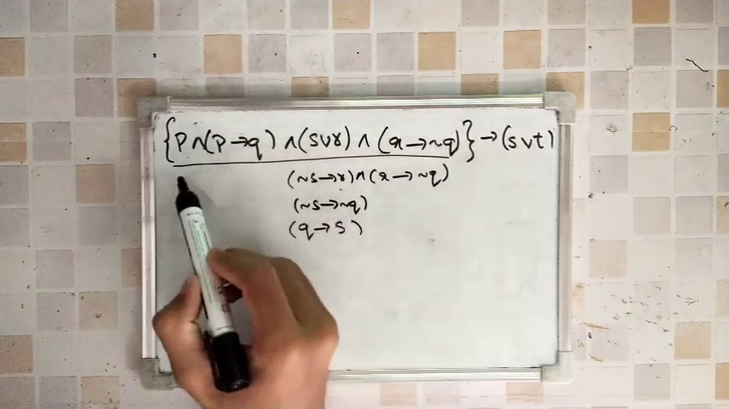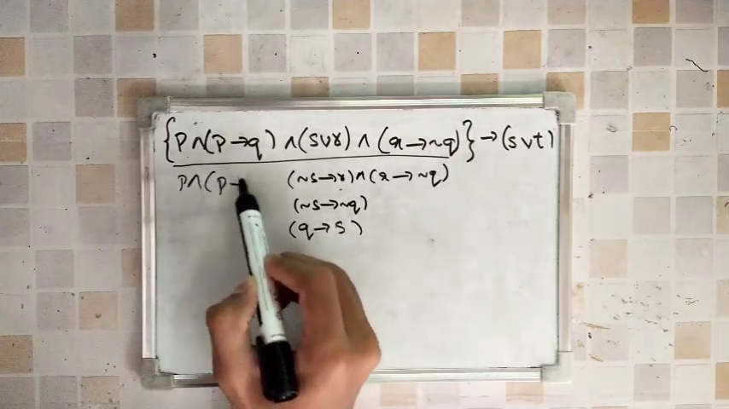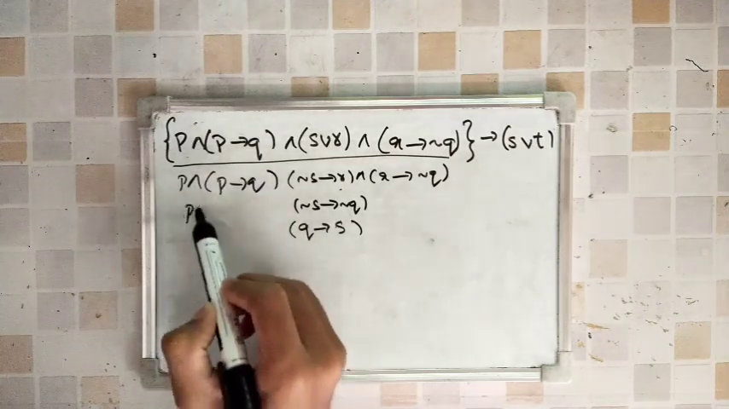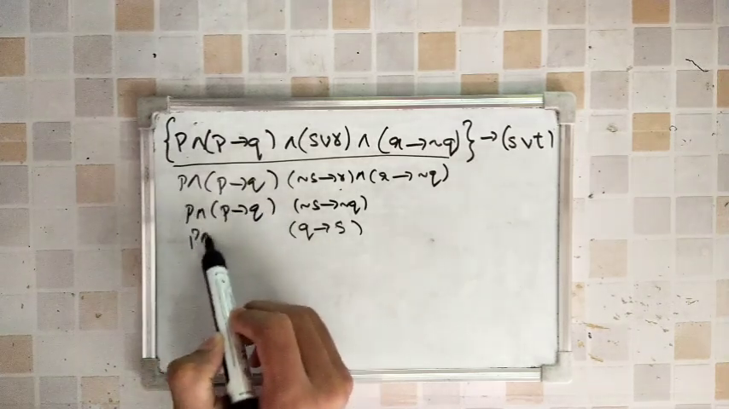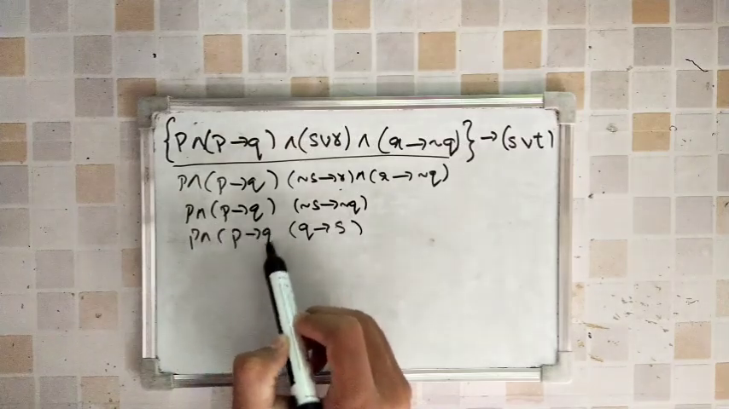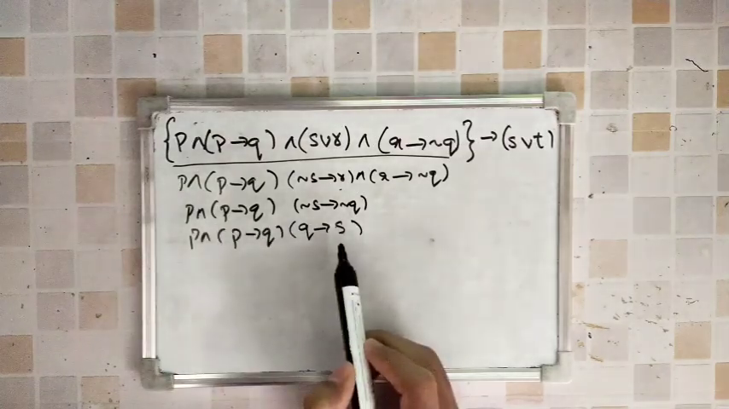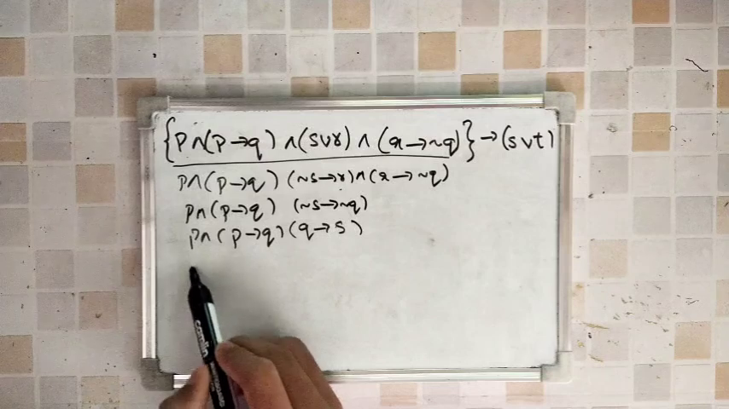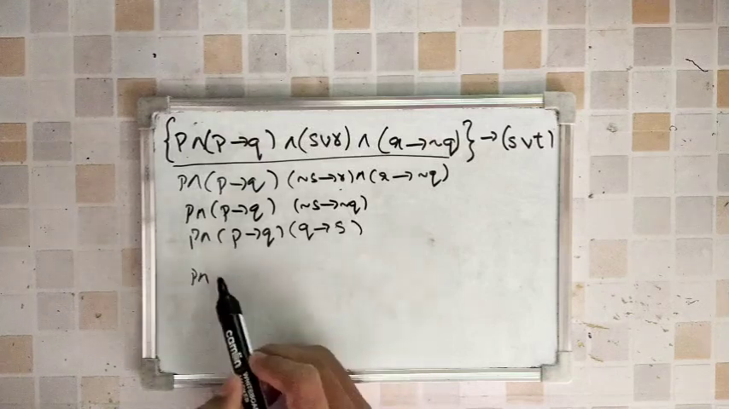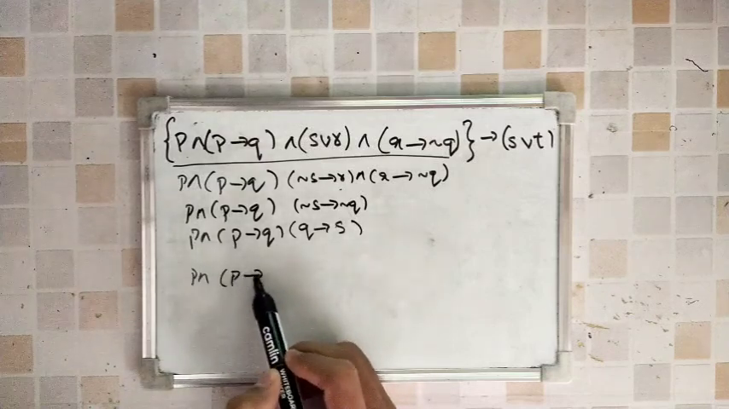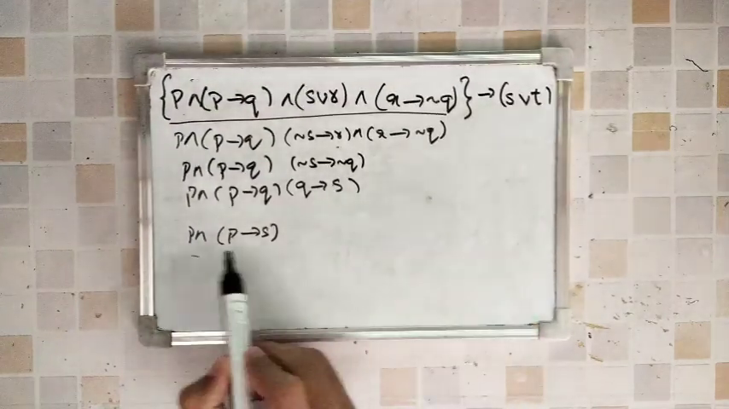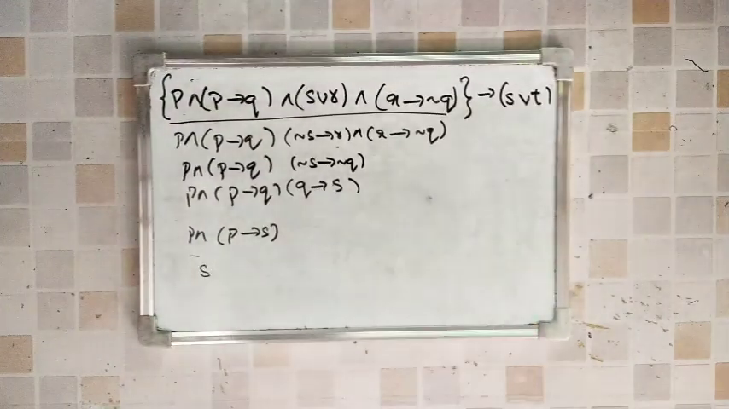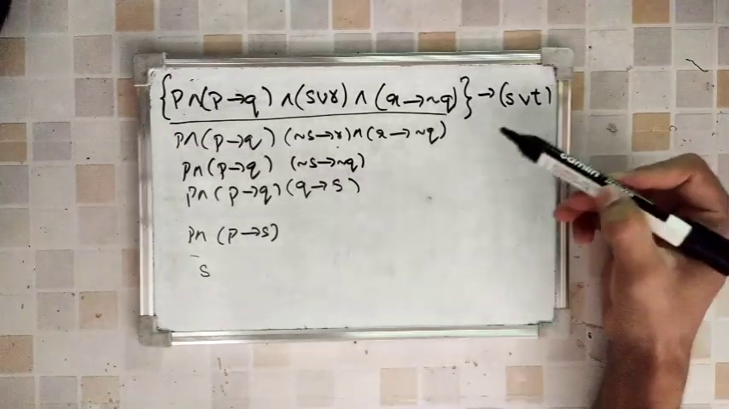Now I will write these things as it is: P and P implies Q. Now again you can see here I can apply a rule of syllogism here. So I can write it as P and only P implies S should come. P implies S. Now I can apply the modus ponens. P and P implies S is nothing but S. Now you see here I have only S over here.